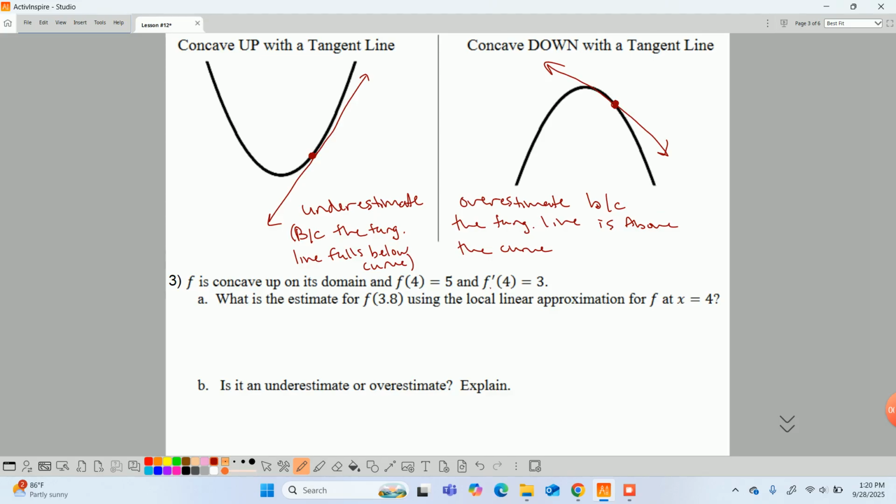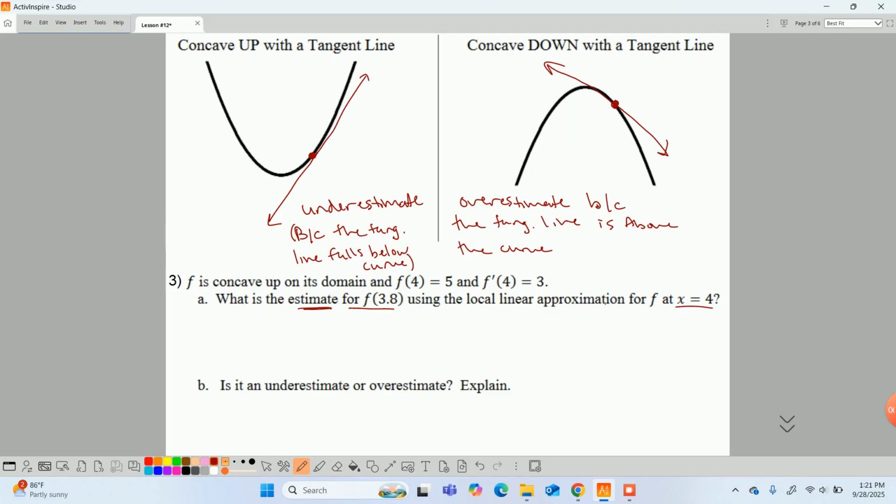So when could you see this? This is actually also pretty common as part of these FRQs, and they're usually part of the same question, okay? So let's take a look. Let's say that f is concave up on its domain, and we know that f of 4 is equal to 5, and we know that f prime of 4 is equal to 3. What is the estimate for f of 3.8, and this is an estimate, right? Using the local linear approximation for f at x equals 4.